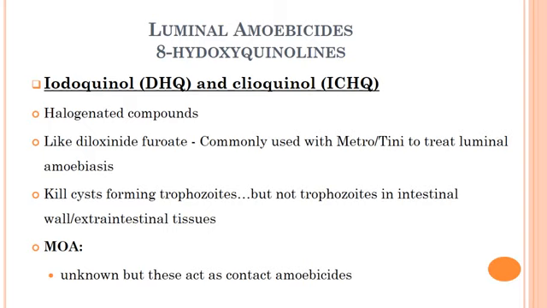Then 8-hydroxyquinolines like iodoquinol or clioquinol. They are halogenated compounds like diloxanide furoate, commonly used with metronidazole or tinidazole to treat luminal amoebiasis. They kill cyst-forming trophozoites but not trophozoites in the intestinal wall or extraintestinal tissue. Mechanism of action is unknown, but these act as contact amoebicides.